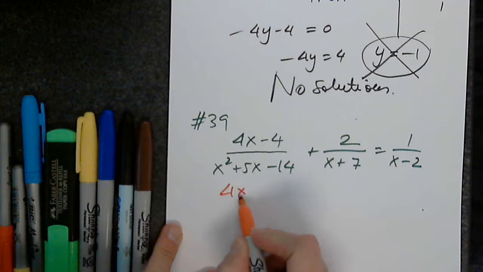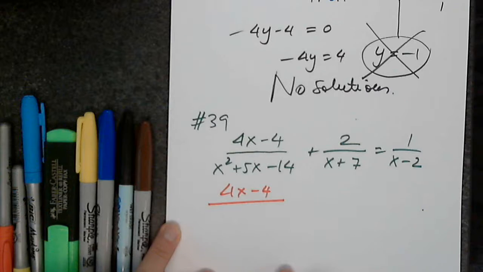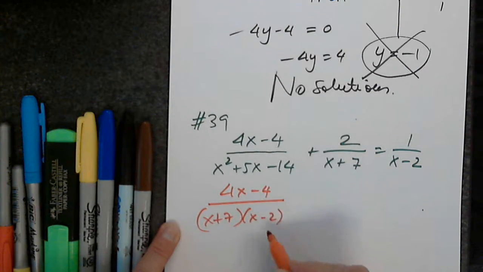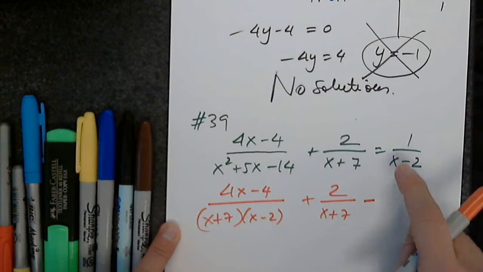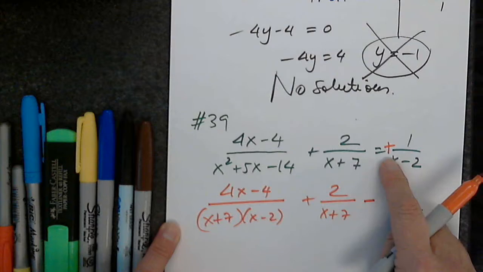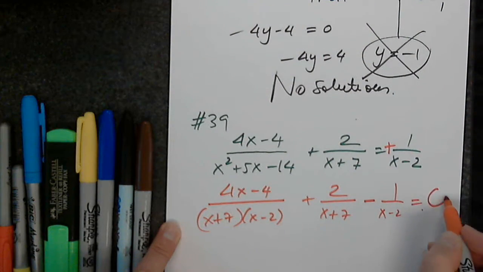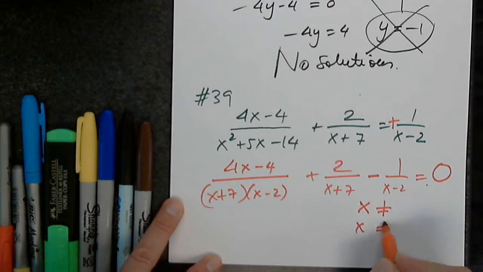Copy the first fraction, factoring the denominator. So what is the factor form of the denominator? Excellent. Then plus 2 over x plus 7, but here I have to change the sign. It was positive here. When I move it to the other side, it becomes negative. And then I have to write the equal symbol and 0. At this point, I have to write two restrictions.